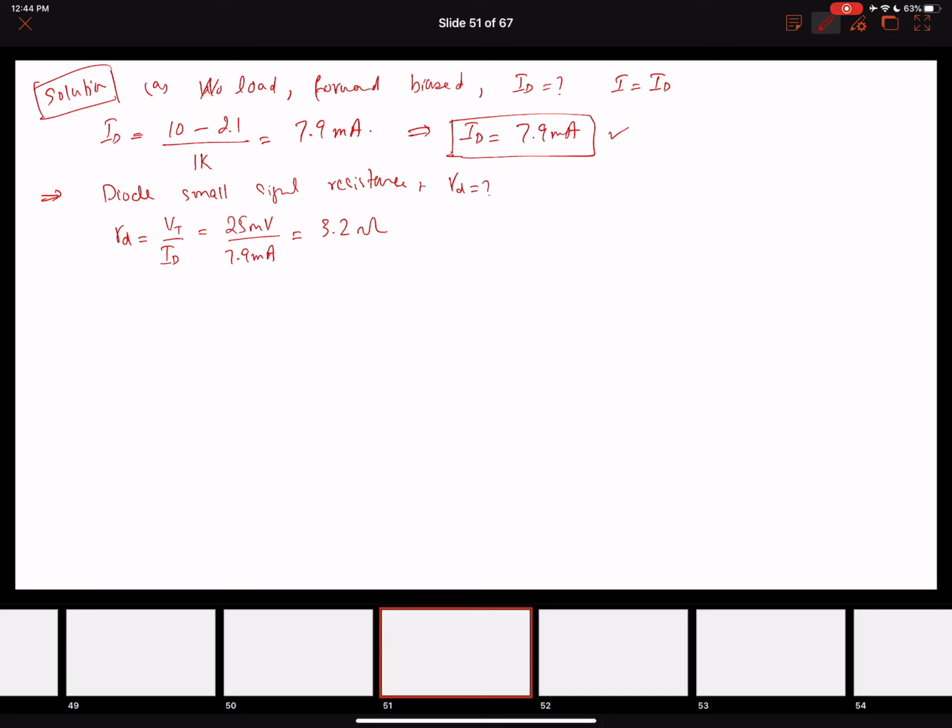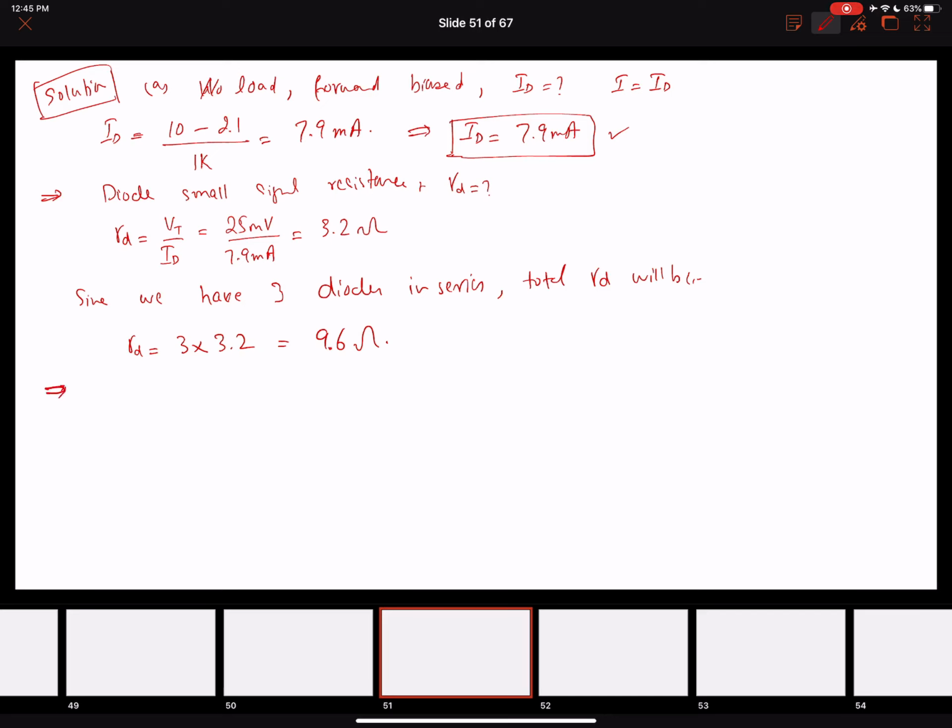Since we have 3 diodes in series, the total RD will be 3 times 3.2, which is 9.6 ohms. So the total incremental resistance is going to be 9.6 ohms. All right.